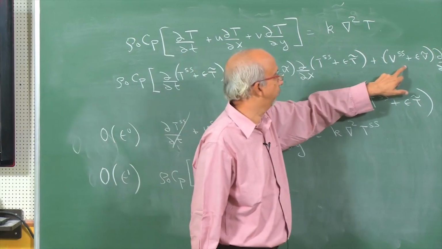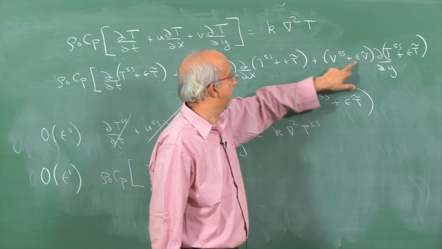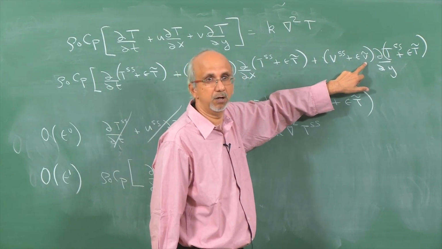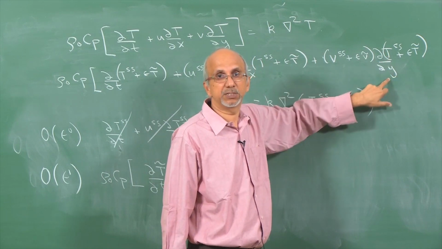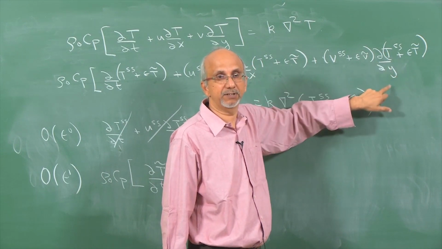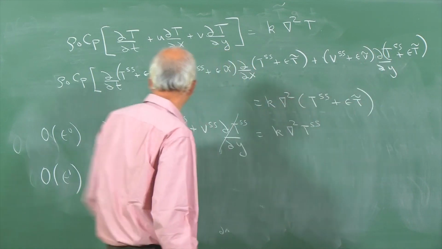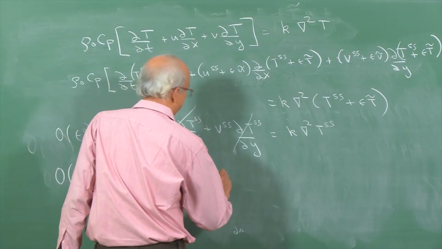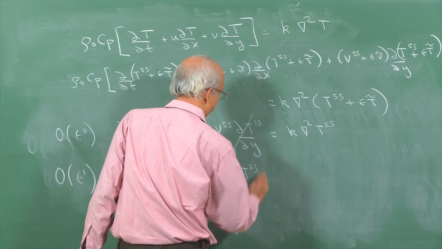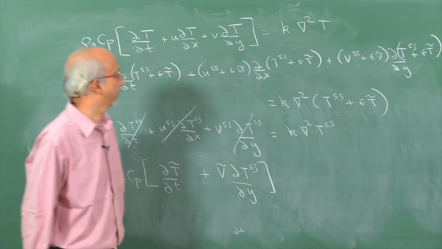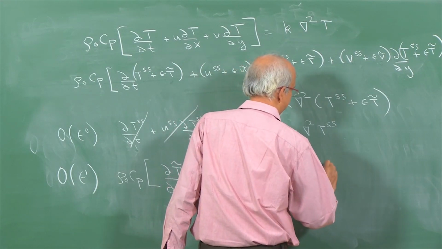However, here if you look at it, VSS is 0 and V tilde is of order 1, but the TSS is a function of y, the steady state temperature is a function of y, and therefore, I will get an order of epsilon term here and that is going to be given by V tilde times dTSS by dy, which is equal to k times del square t tilde.